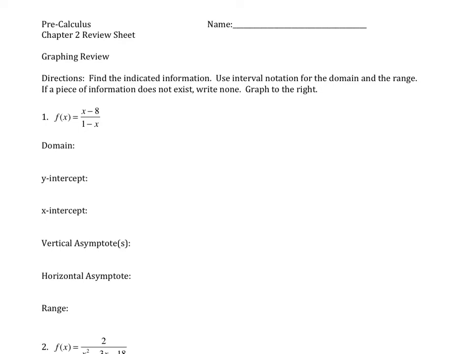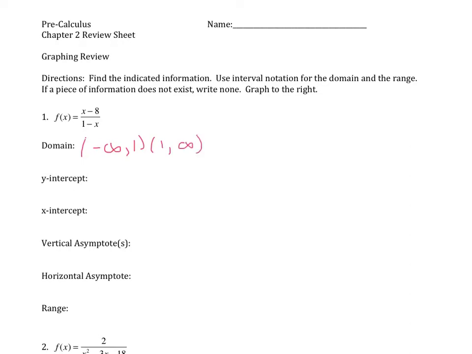In problem 1, we want to graph f of x equals (x minus 8) over (1 minus x). So the first thing we're going to find is the domain. To find the domain, we want to take a look at the denominator and figure out what we cannot plug in, which will make the denominator go to 0. And that number is 1. So our domain is negative infinity to 1, and then 1 to infinity.